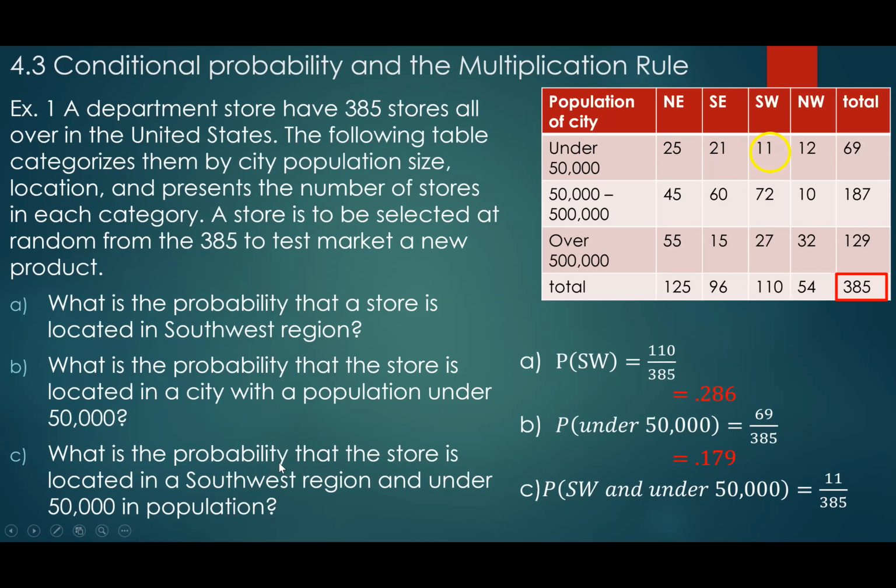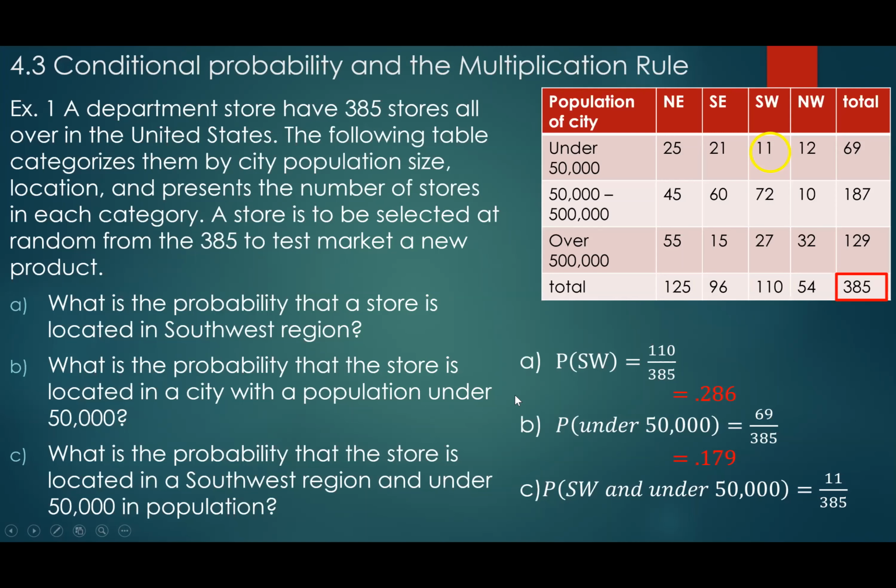Remember on D, they ask you what is the probability of the store being in a southwest region, given that the store is under the 50,000 population, which is, again, C over B. And for E, they ask you what's the probability of a store under the 50,000, given that it's in the southwest region, which we use C over A.